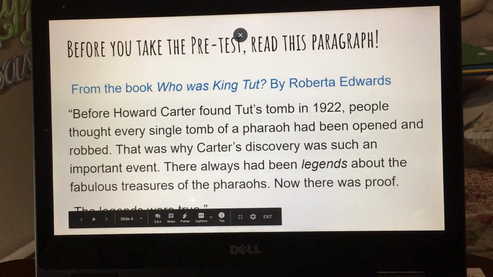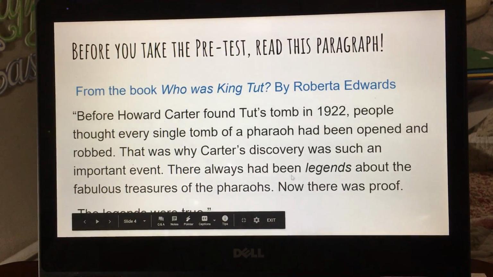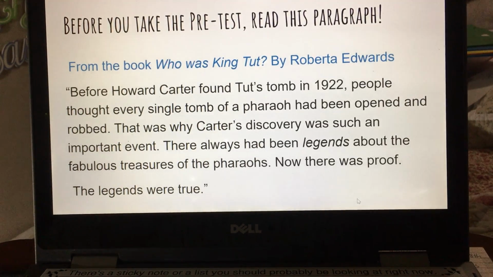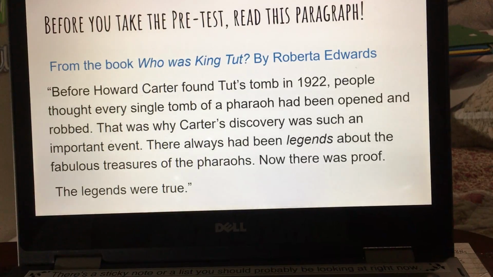Right, before you take the pre-test, read this paragraph. Okay, I got this from chapter 3 of the book Who Was King Tut by Roberta Edwards.